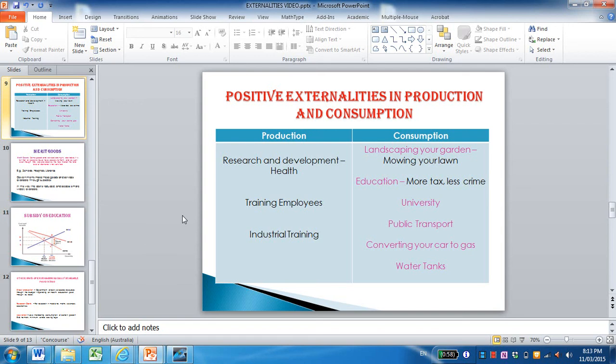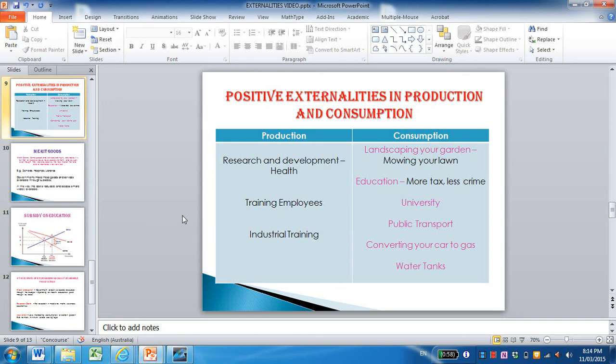On the flip side, we have positive externalities in consumption. The main one you could look at is education. Education in a free market will be provided, but at an inefficient level. It won't be provided at a level that society wants, because lots of people won't be able to afford it. But education has positive externalities for society, because educated people are more likely to pay more tax and be less involved in crime. Therefore the government will subsidise education to increase the amount of education in society to get it to the more efficient outcome.